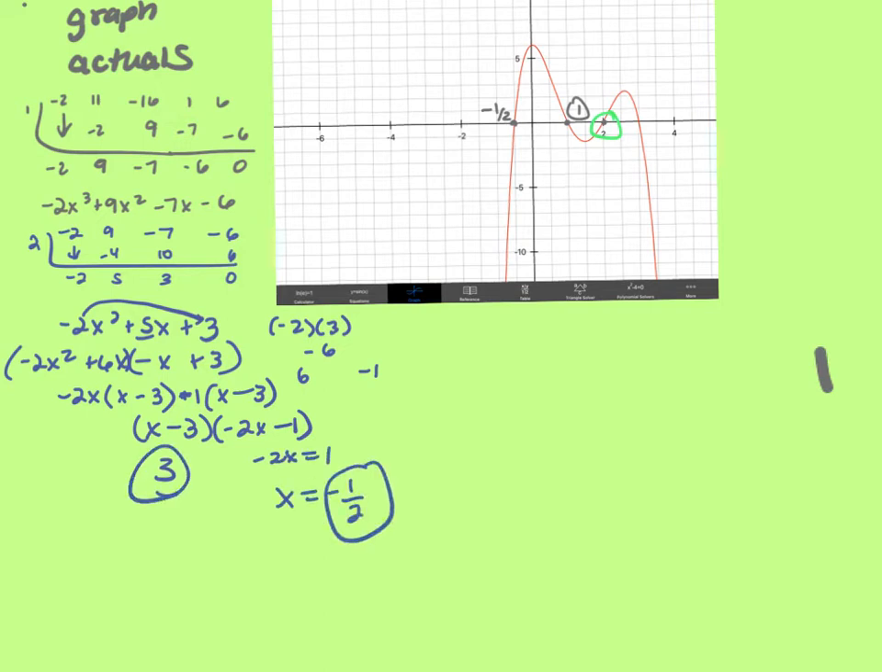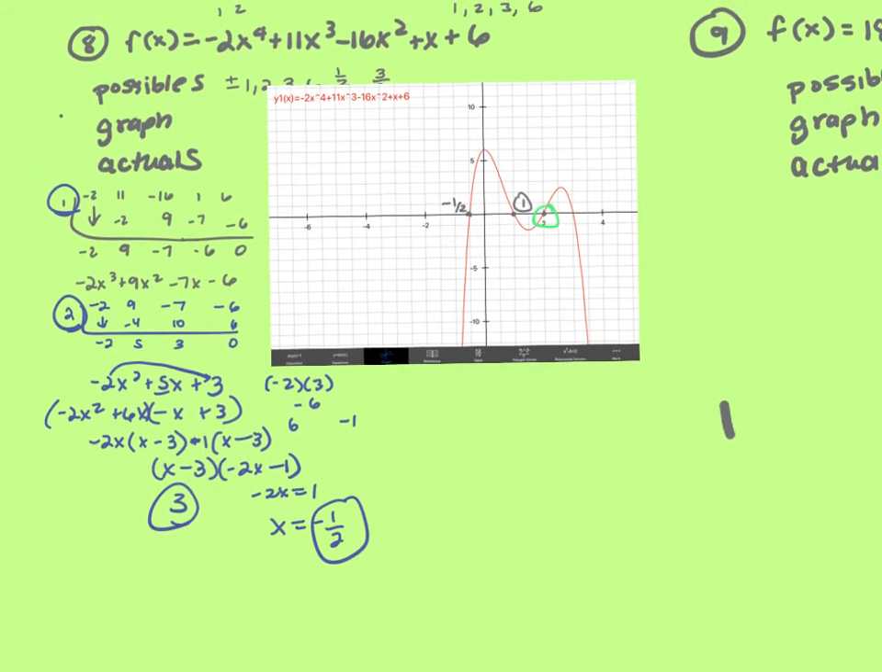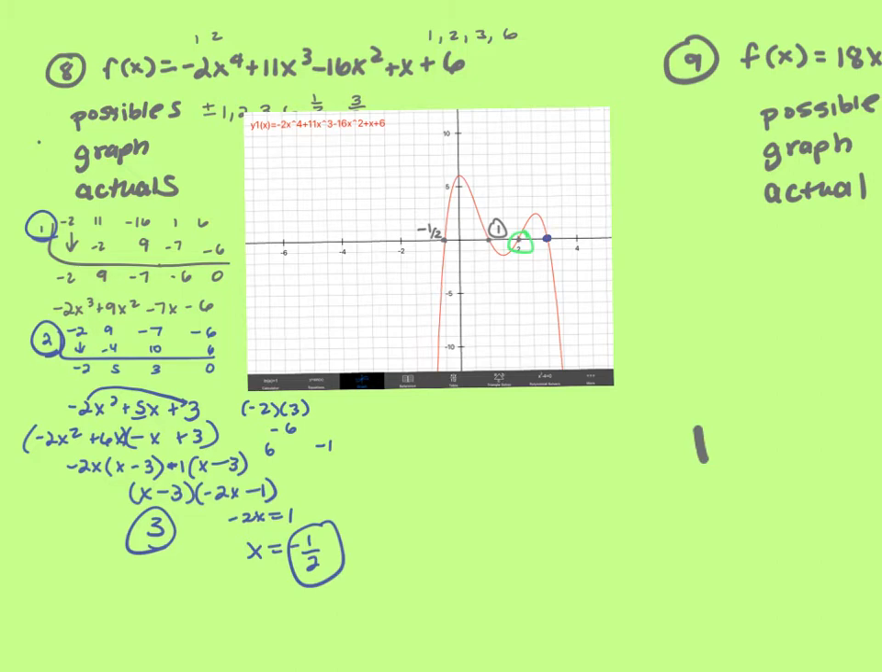So I have -1/2, 3, 2, and 1 as the roots, which, oh, there's the 3 there. So you'd also have seen that from the graph. Those are your actual roots.